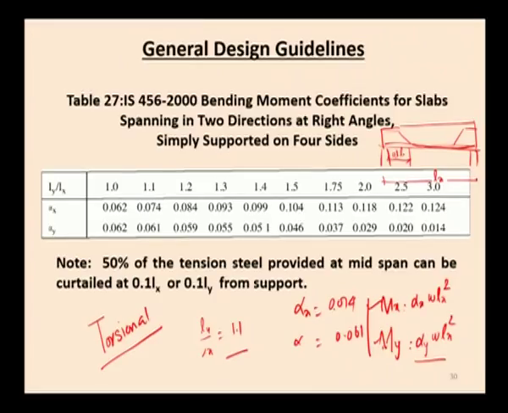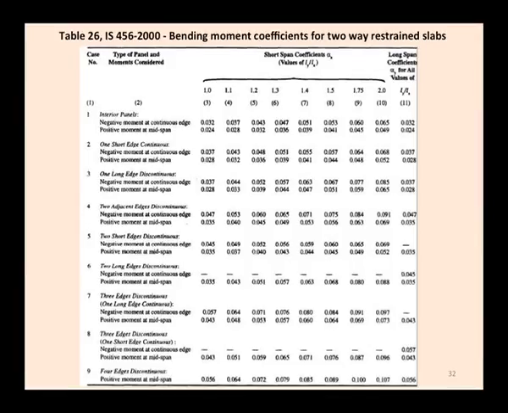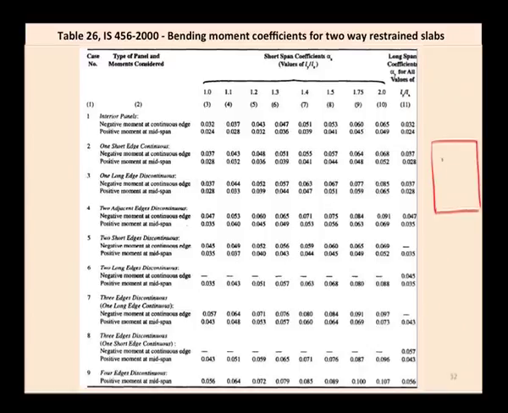In the case of a two way simply supported slab, we used Table 27 to find the bending moment from the Ly by Lx ratio. In the case of a two way restrained slab, there is a separate table, Table 26, given in IS 456 to find the bending moment for the restrained slab. The restrained slab, how to identify and how to design it? The restrained slab may be an individual slab, that is, it is supported on the supports.